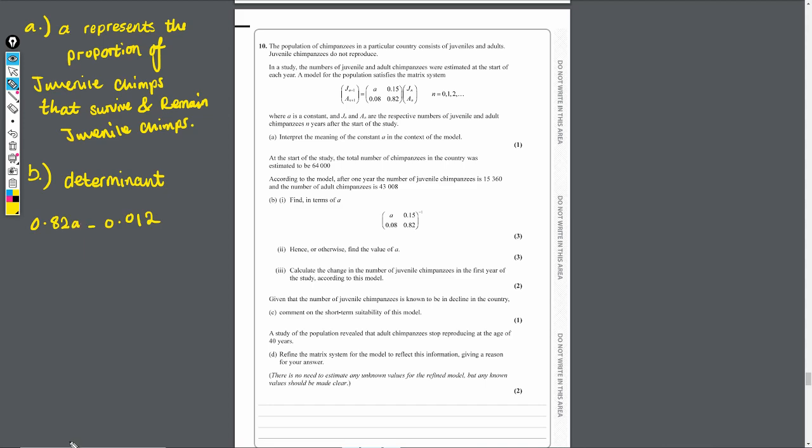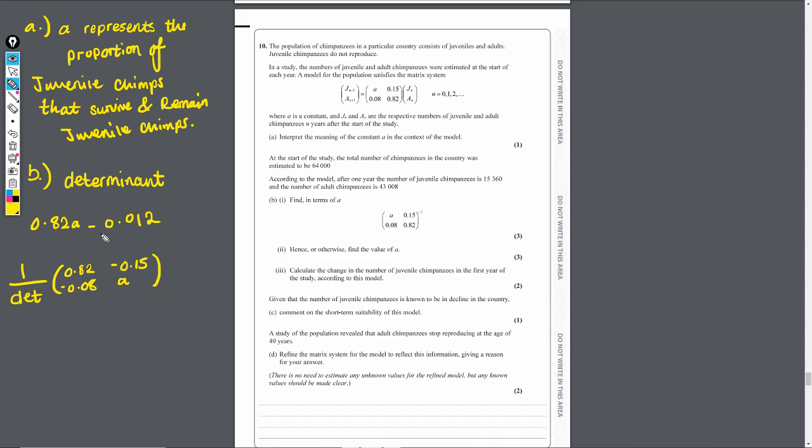So now, to work out the inverse, we do 1 over the determinant, let's call it det, and then we times this by the matrix that we have to do a little bit of work to. The A and the 0.82 change positions, so this is going to be 0.82 and A there, and then my 0.15 and my 0.08 become negatives, so think of them as the conjugates, so that would be minus 0.15, and then this one here will be minus 0.08.